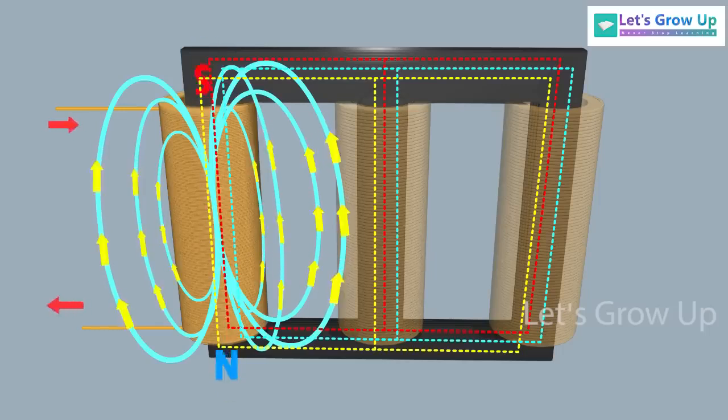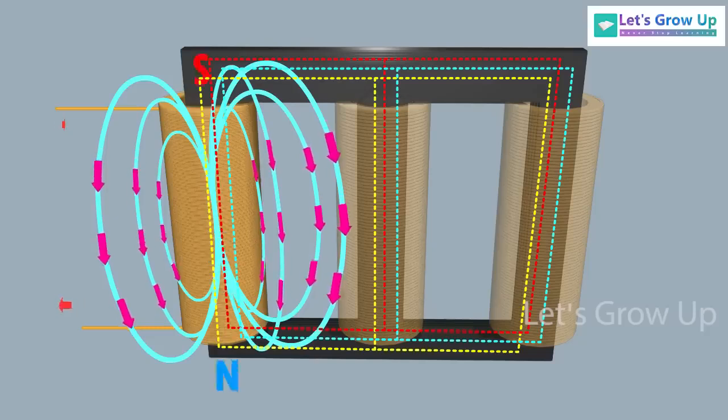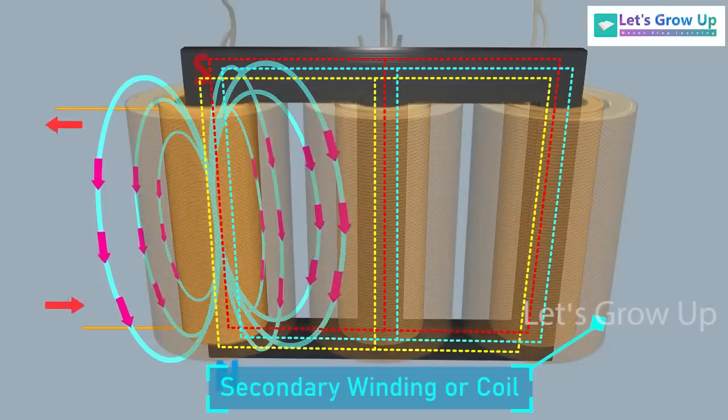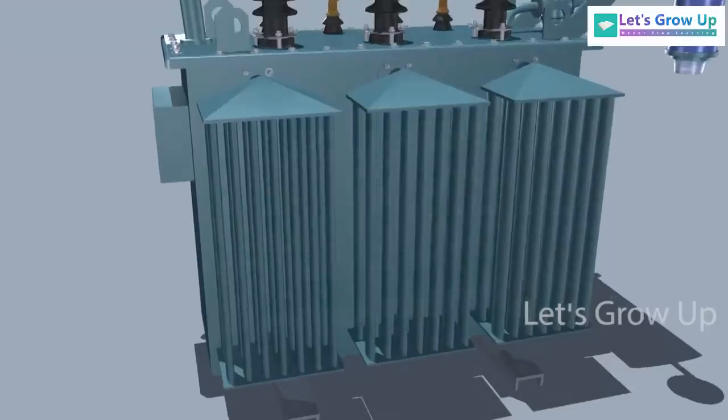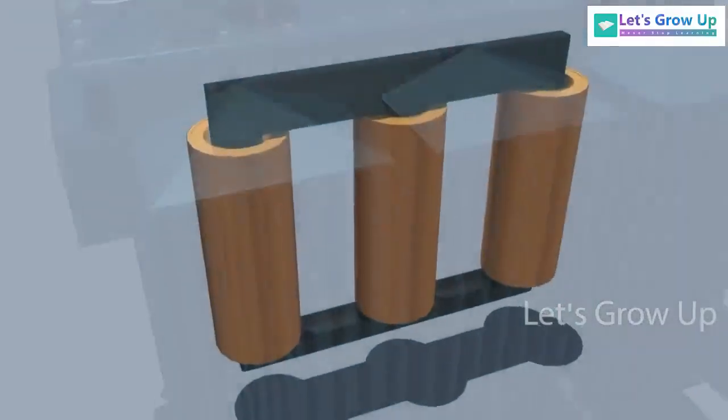As this flux is continually changing in amplitude and direction, there must be a changing flux linkage in the secondary winding or coil. According to Faraday's law of electromagnetic induction, there will be an EMF induced in the second winding. If the circuit of this secondary winding is closed, then a current will flow through it. This is the basic working principle of a transformer.